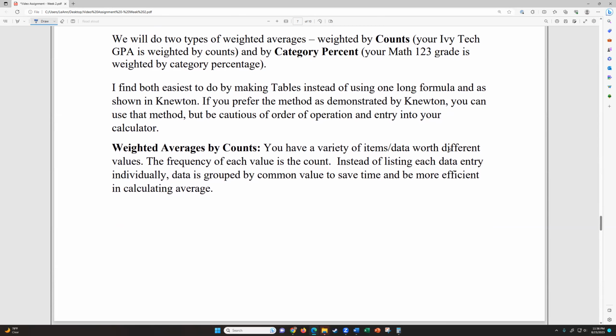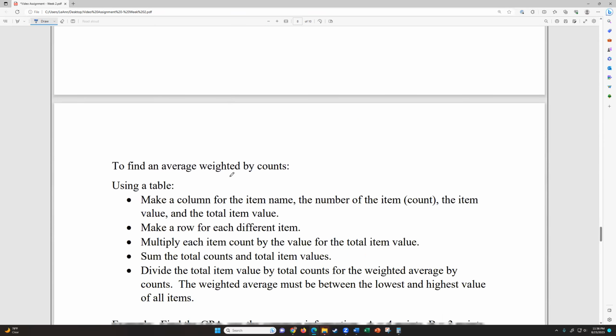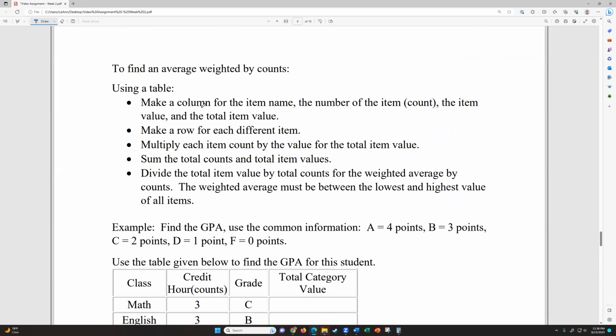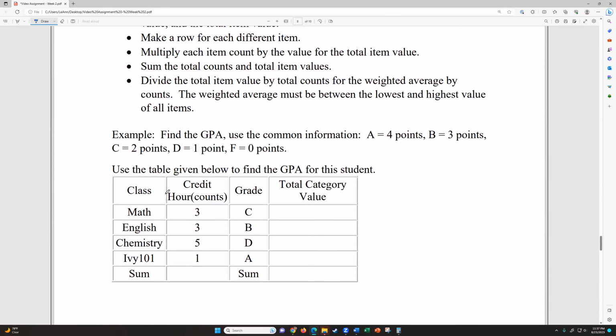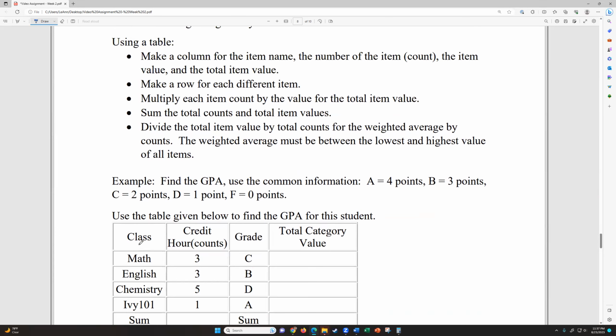So we have a variety of items or data worth different values. The frequency of each value is the count. Instead of listing each data entry individually, data will be grouped by common values to save time and be more efficient in calculating our average. So how do we do it? Well, to do it using a table, you're going to make a column for the item name, the number of the items that we have, which is a count, and the item's value, and then the total item value, okay? Make a row for each different item. Multiply each item count by the value for the total item value. So we're going to be multiplying. So here with GPA, we have classes. So those are our names.